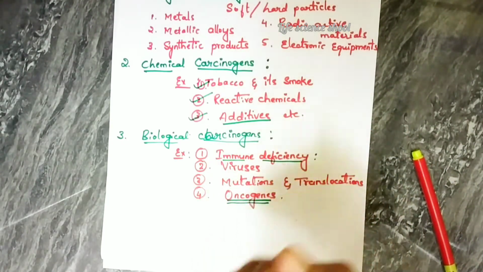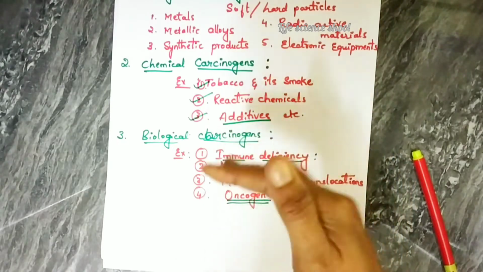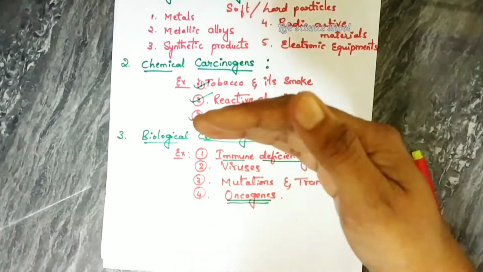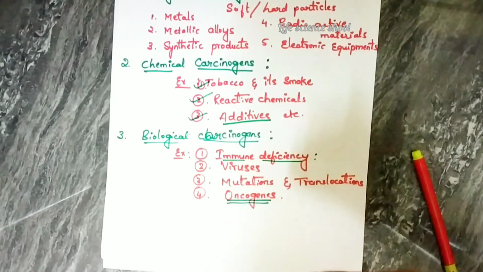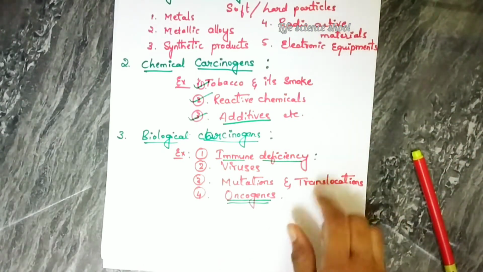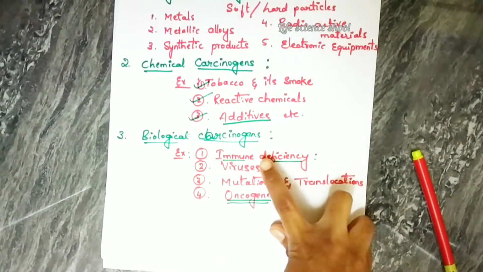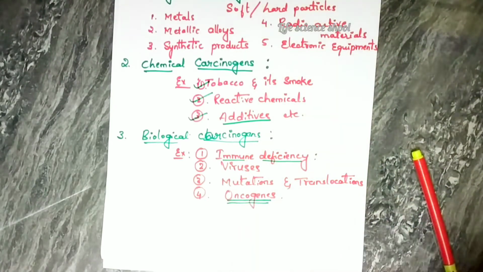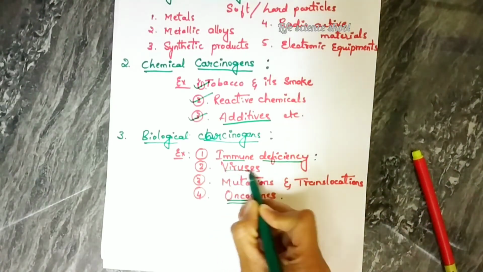The transformed cells are not killed, they escape from the immune system, and hence they continually start to proliferate, meaning they continually multiply, and that actually causes the cancer. Okay, that is what defines immune deficiency, right? The next one is viruses.